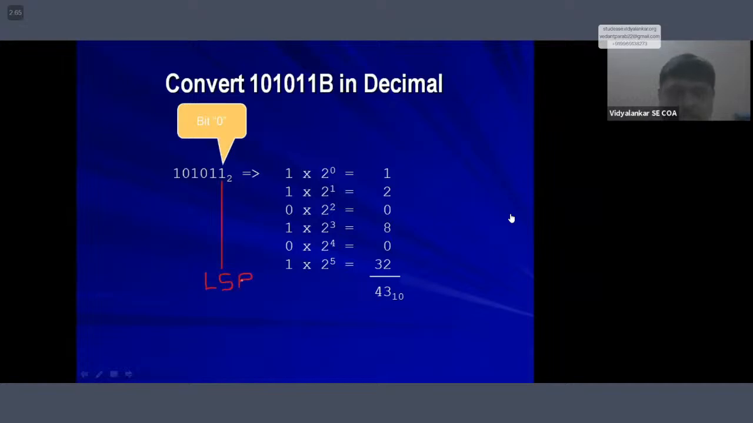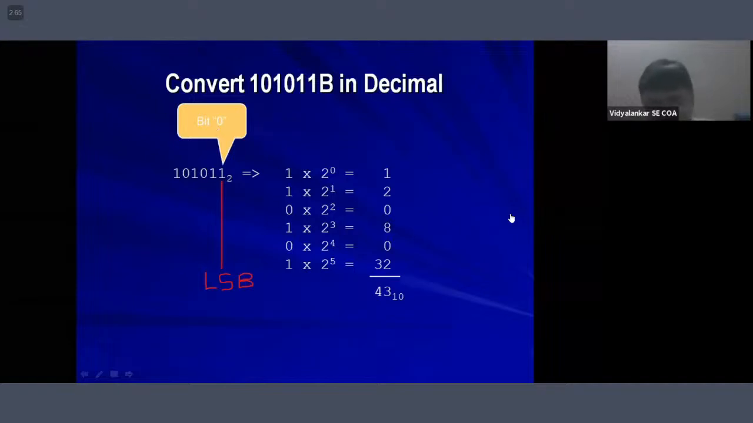LSB means least significant bit. What is least significant? Its weight. Smart people ask smart questions. If a person asks you why it is called LSB, it is because its weight is the minimum. That's why it's called the least significant bit, LSB.